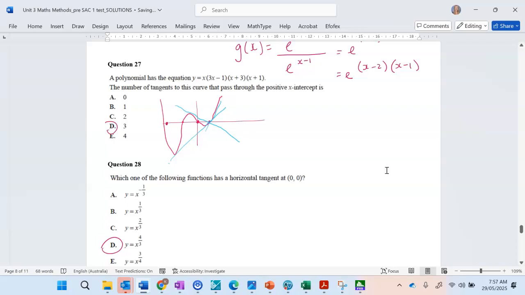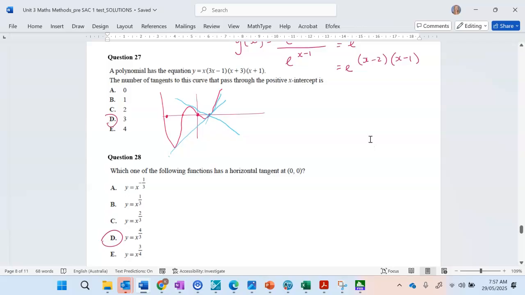All right, question 27, 29%. This one was probably the most difficult one on the test. So just trying to draw it as best as I could here. So I've got a polynomial, the number of tangents to this curve that pass through the x-intercept. So I started with sketching it, and obviously I sketched it on the screen. And then I thought, well, how can I do my tangents? So there's one going up here.